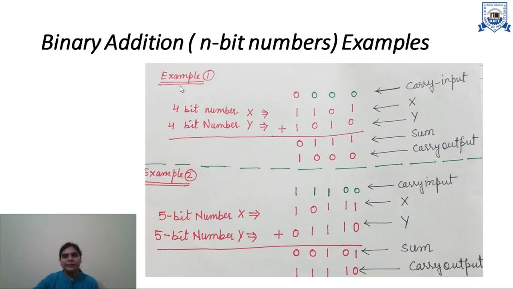So here in the first example n equals 4. So we are performing addition of 4-bit numbers, 4-bit numbers x and y.